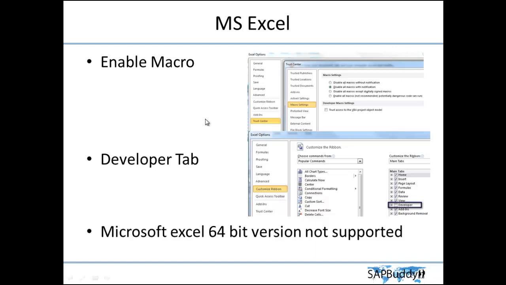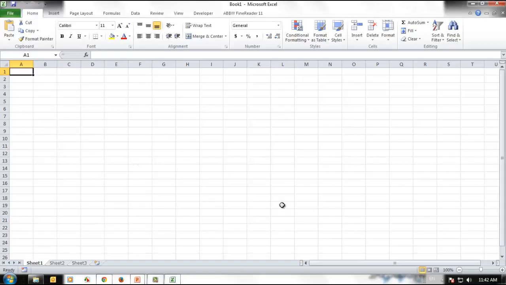For this exercise we will be using Microsoft Office 2010, and please remember the Microsoft Office 64-bit version is not supported for these RFC functions. This is already known to SAP. SAP does not have the support, so we have to use the 32-bit version of Microsoft Office. So we opened our Microsoft Excel 2010.